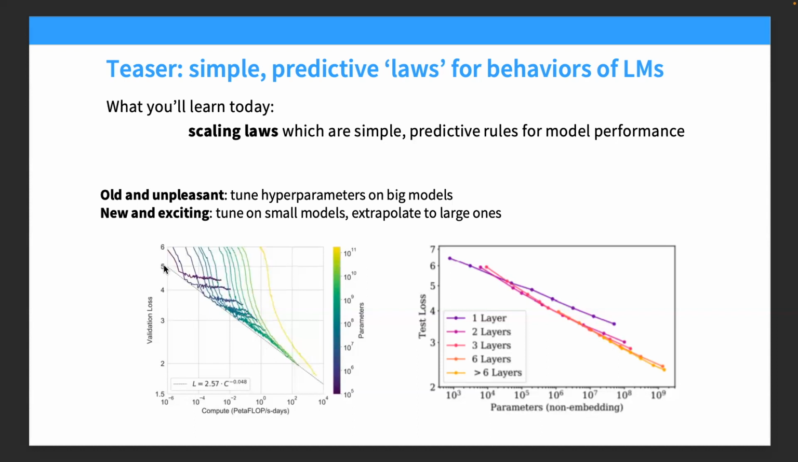But overall, this is what we hope to get, right? We want to see the relationship, for example, between the loss and the computing, or the data size, or the model size. And also we want to understand how different model configurations are going to help predict the test loss. So what is the best model configuration?